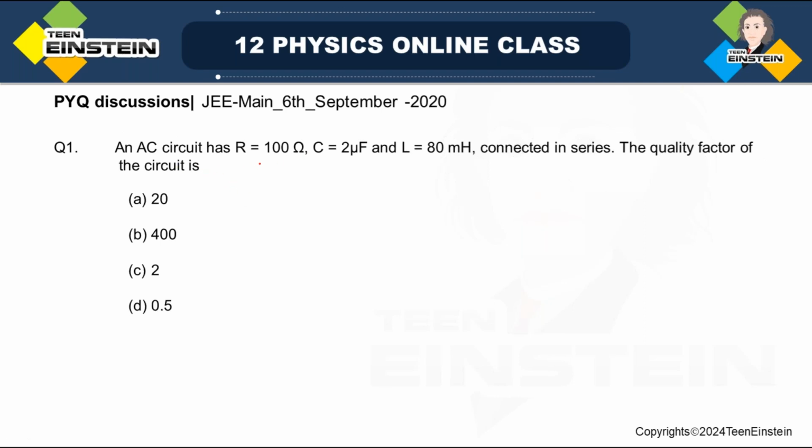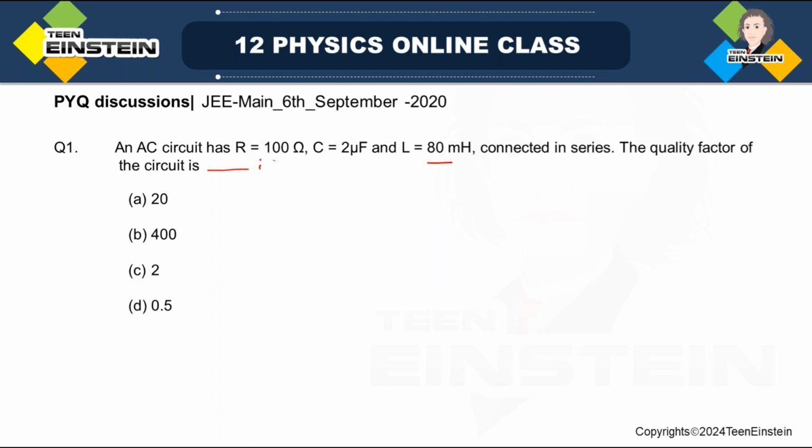An AC circuit has resistance 100 ohm, capacitance 2 microfarad, and an inductor of inductance 80 millihenry, and these are all connected in series. The quality factor of the circuit. So this is actually a numeric type question, section B. Here we have to write the answer as a non-negative integer.